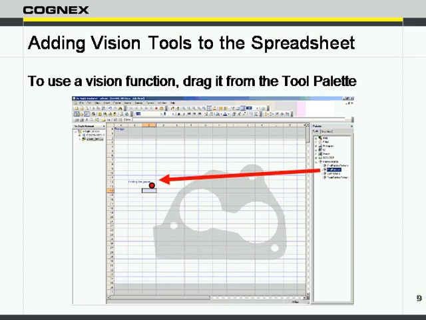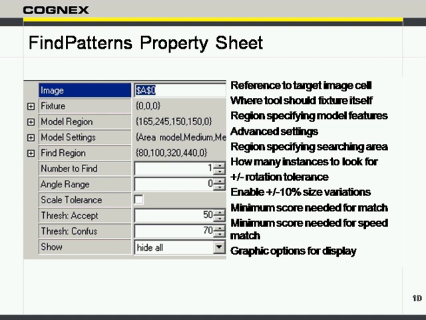Then, once we've got the description written, we can drag and drop the tool into one of the cells in the spreadsheet. Once we do that, it will open up what we call a property sheet. In that property sheet are the settings to adjust what you want the tool to do. This one has many different settings in it. Some have more, some have less.